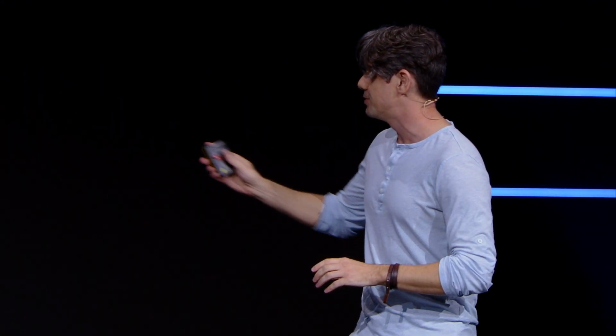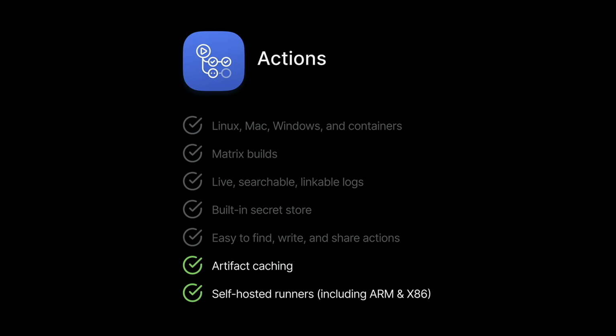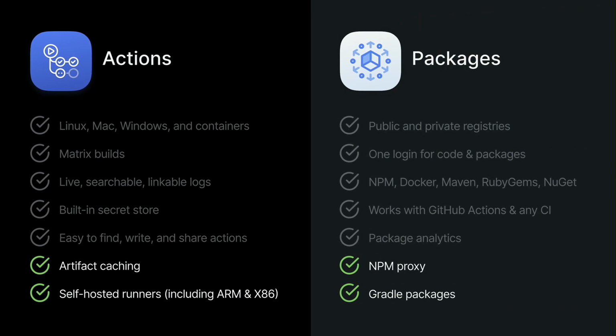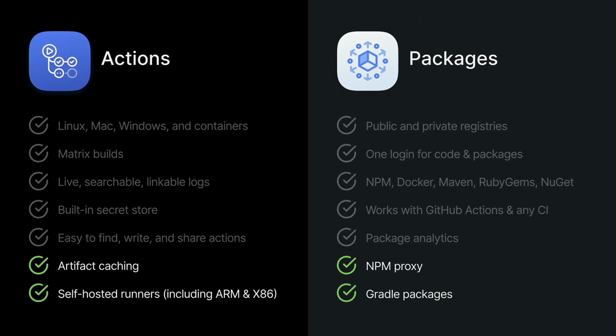So that gives you a quick look at everything that we've been doing recently. Recently we just announced artifact caching, as well as self-hosted runners with ARM support and x86 support as well. With packages, you saw that we now have Gradle packages in addition to everything else I showed. And we also have proxy support. So if you want to port your NPM RC directly to GitHub Packages, we'll go ahead and look on GitHub Packages if there's something. If not, we'll fall back and grab it from NPM directly.